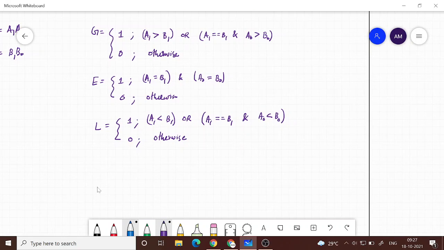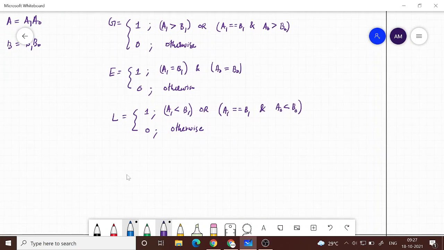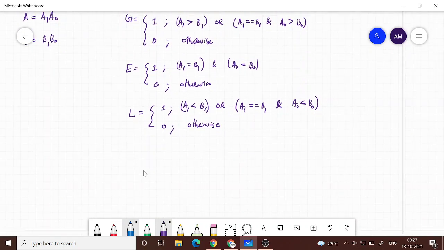So therefore we can write G. Since the 1-bit comparator is given, we can say that G is equal to 1 if G1 is equal to 1, or E1 equal to 1 and G0 equal to 1. So this way I can rewrite this. 0 otherwise.